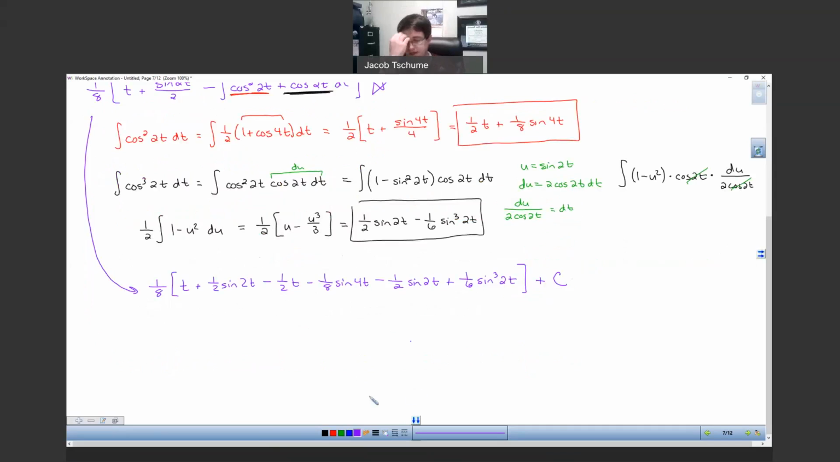Now, some of these terms go together, and even I see a pair that actually cancel. The 1/2 sine of 2t and the negative 1/2 sine of 2t cancel, and then you can put your t terms together, and this would give us 1/8 times t minus half of t would just be half a t, minus 1/8 sine of 4t plus the 1/6 sine cubed of 2t plus c. And last but not least, distribute the 1/8 through and you will be done with this problem.